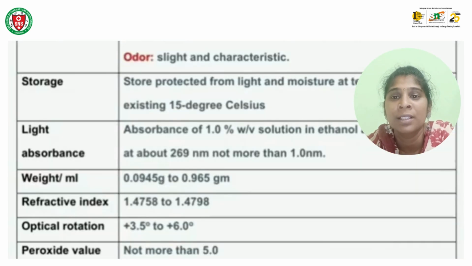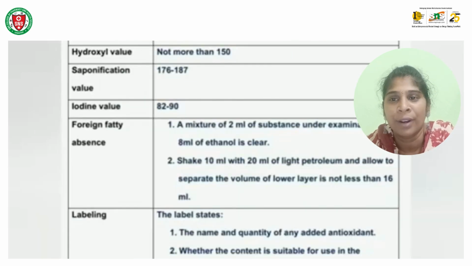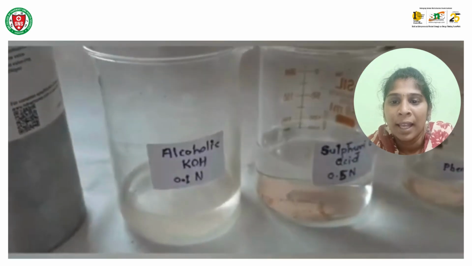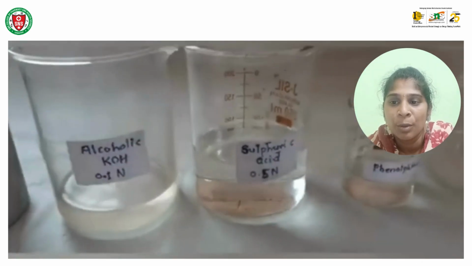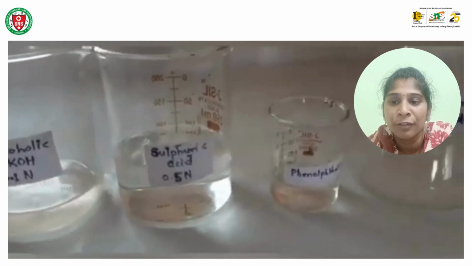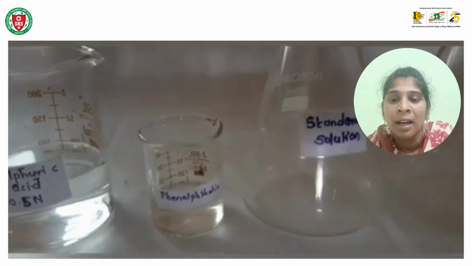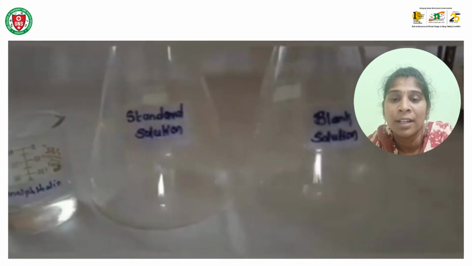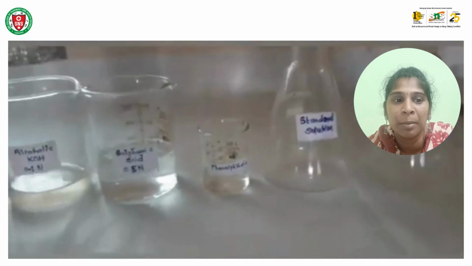Today we are going to see about saponification, how to determine the saponification value of castor oil. The description has been given, and you can go through it to see what the saponification value is. The requirements are alcoholic potassium hydroxide 0.1 N, ethanol, sulfuric acid 0.5 N, phenolphthalein as indicator, and two clear conical flasks, one for the standard solution and one for the blank solution.